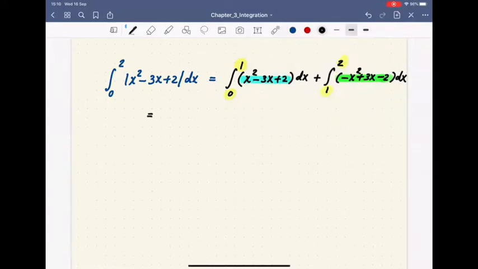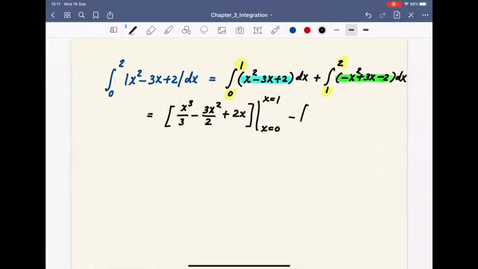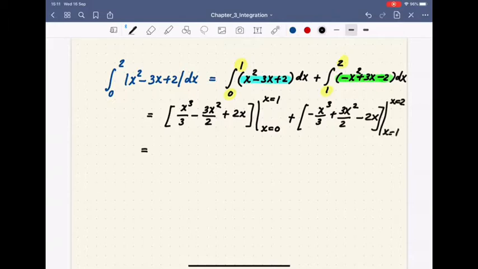So I want to integrate x squared minus 3x plus 2. I'm going to get x cubed over 3 minus 3x squared over 2, plus 2x. And then I evaluate this at x equal to 1 minus at x equal to 0, plus negative x cubed over 3 plus 3x squared over 2 minus 2x, evaluated at x equal to 2 minus x equal to 1. Well, you can plug in the numbers, so you're going to get 1/3 minus 3 over 2 plus 2. And once you plug in 0, everything is going to be 0.